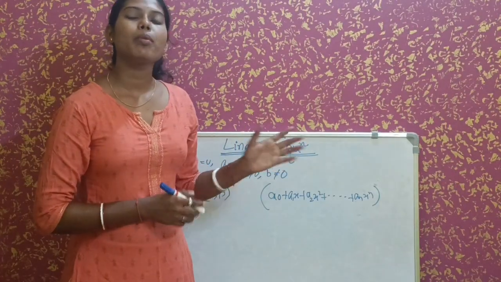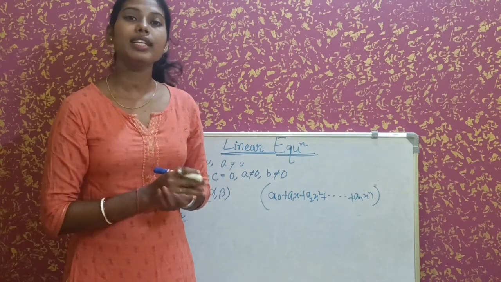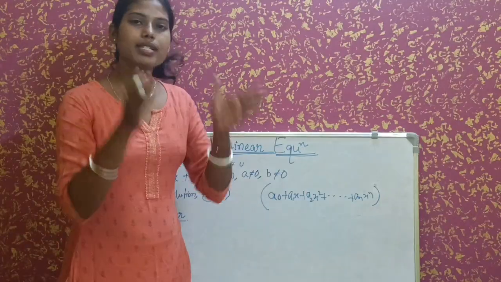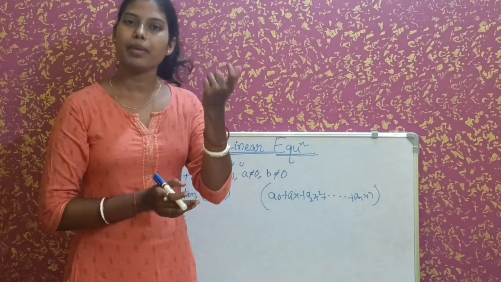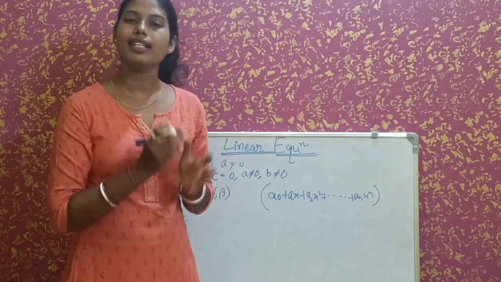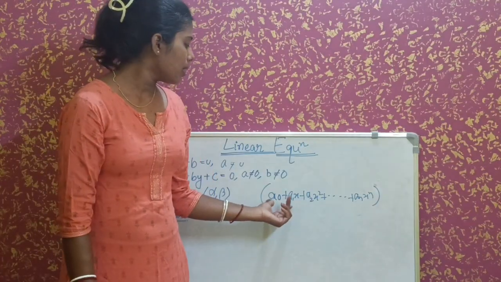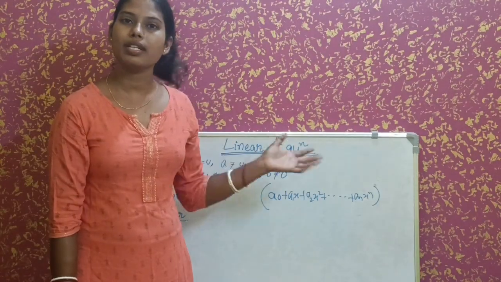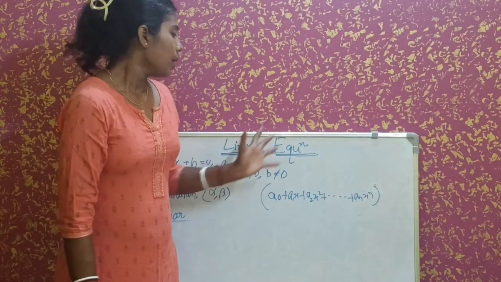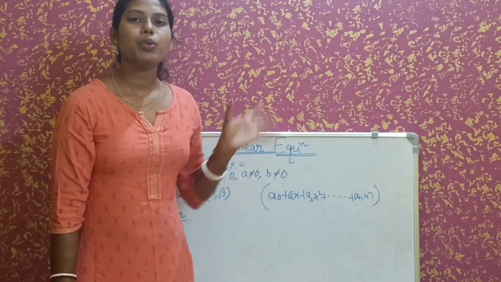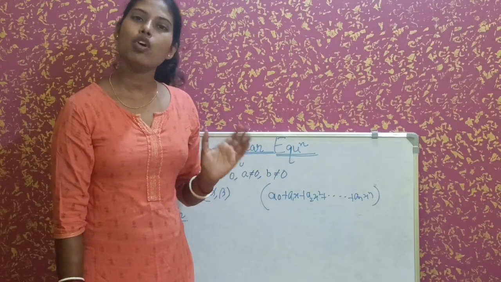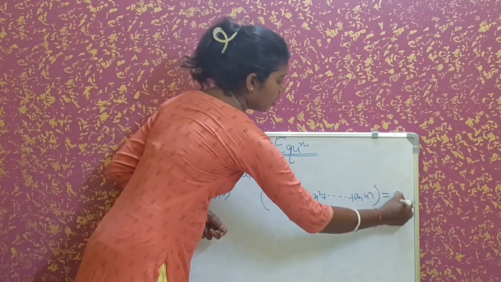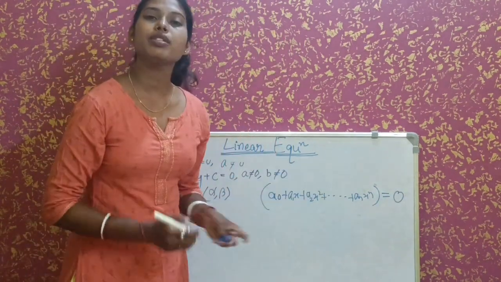From polynomial, the second stage is the equation. How? A polynomial is an expression containing variables and constants with algebraic operations: plus, minus, multiplication or division, combined. Now, if we equate any polynomial with a real number or with a variable or anything else, it becomes an equation. I am equating this polynomial with 0.